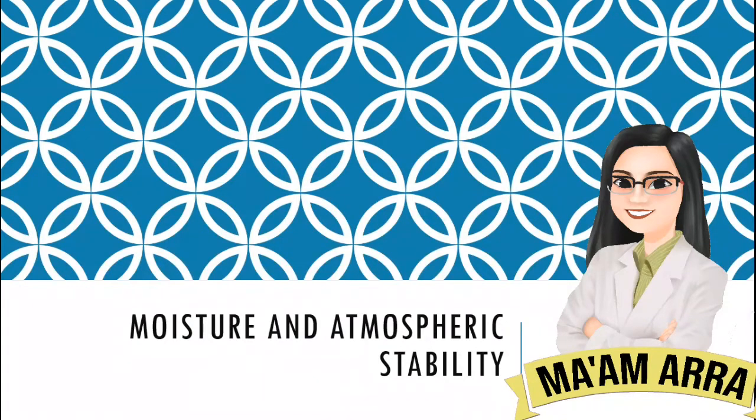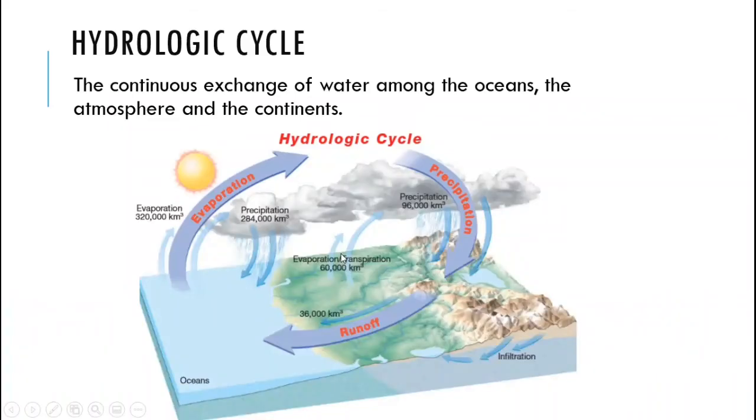Our lesson would be about moisture and atmospheric stability. But before we talk about atmospheric stability, let's talk about moisture and the hydrologic cycle first. As you can see here in the illustration, we have the hydrologic cycle. It's the continuous exchange of water among the oceans, the atmosphere, and the continents.